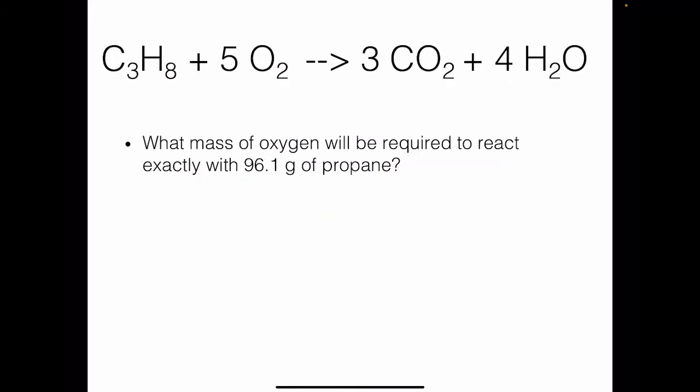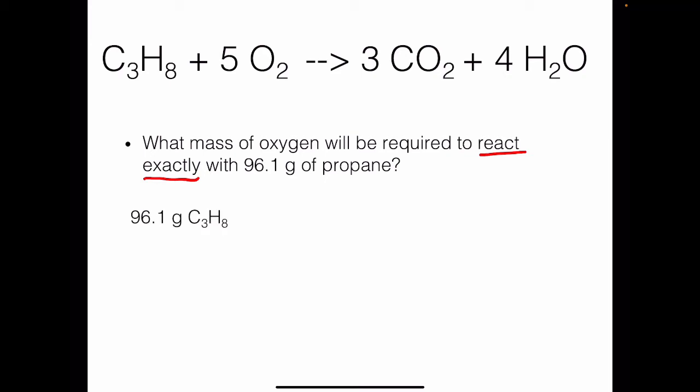This is a very similar problem. Here we're just asked the mass of oxygen that's required to react with a specific mass of propane. So remember this term, react exactly? That just means use the coefficients. And as long as we use the coefficients, we're determining how much reacts exactly. Take a minute, try this problem, pause your video, and then come back and we'll go over the answer.